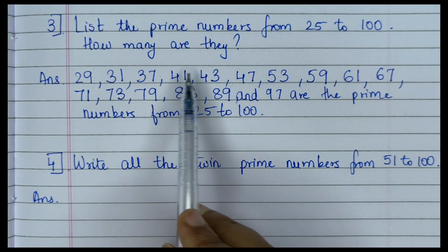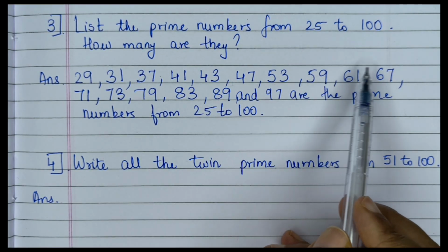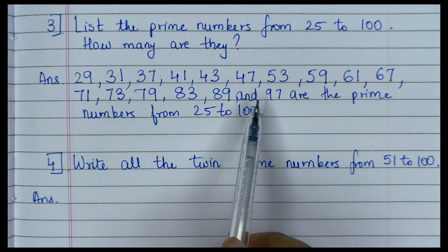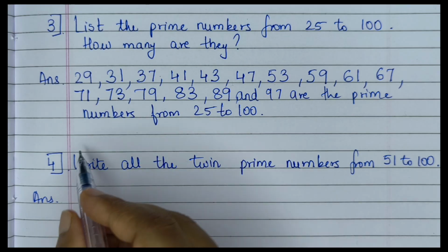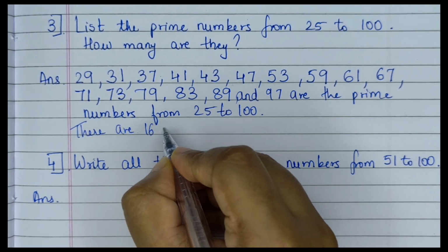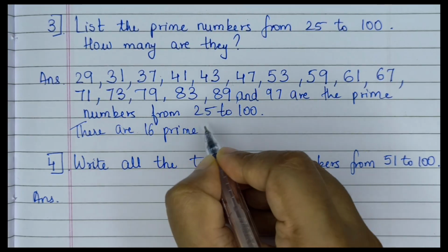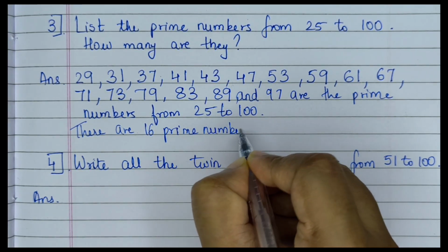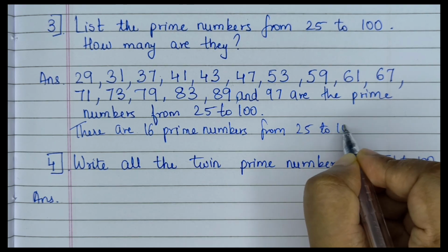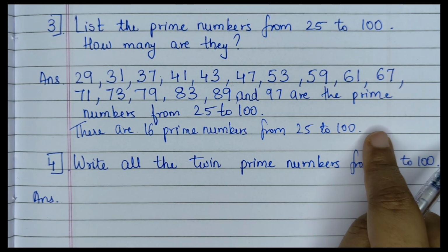1 2 3 4 5 6 7 8 9 10 11 12 13 14 15 16. So how many are there? There are 16 prime numbers from 25 to 100. Understood? Question number 3.